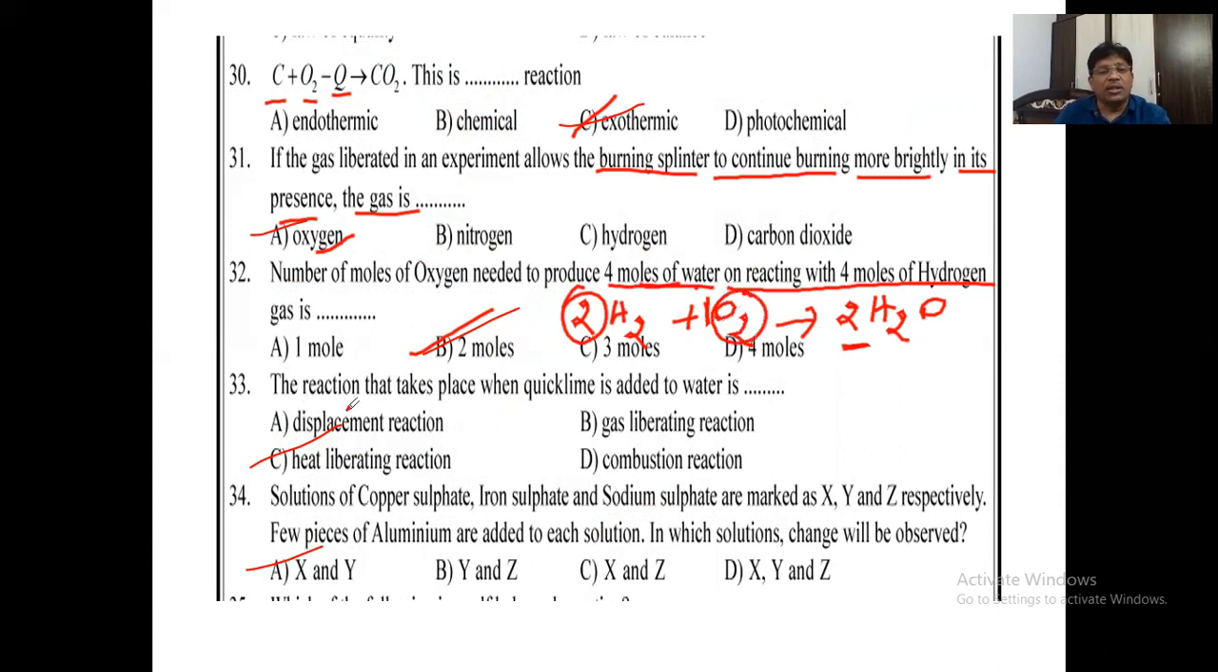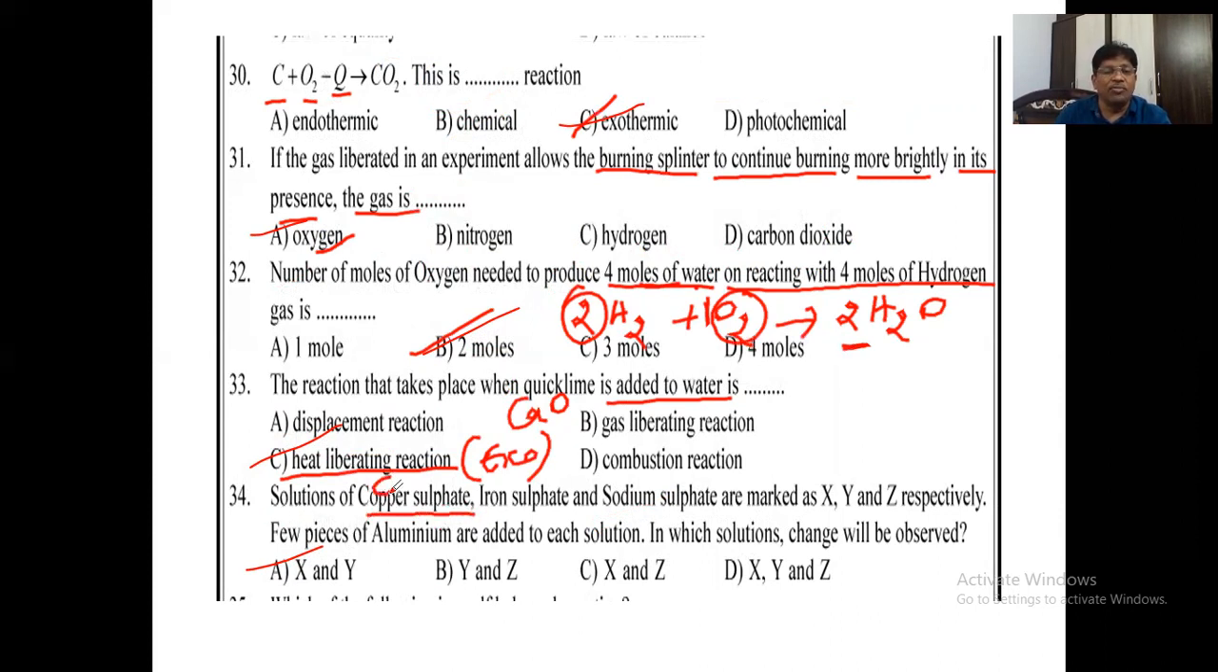Okay, next. The reaction that takes place when quicklime, calcium oxide, is added to water is heat liberating reaction, means what? Exothermic reaction. Exothermic reaction.